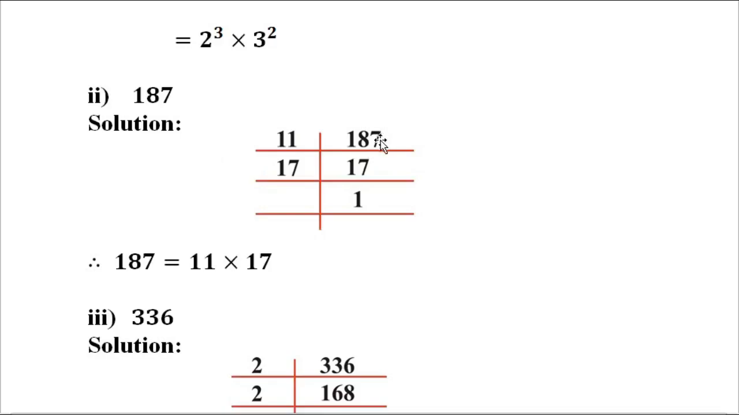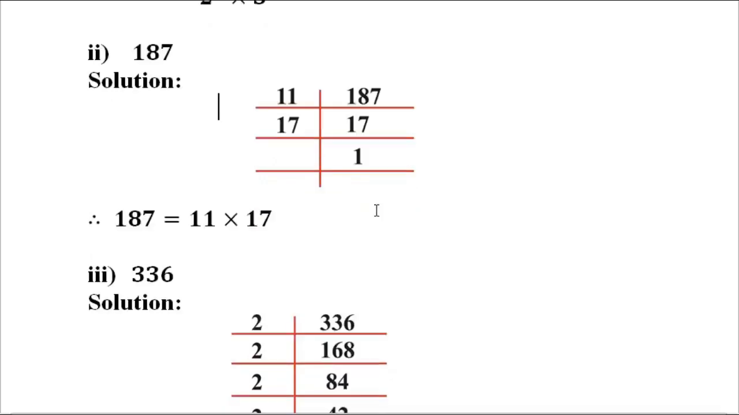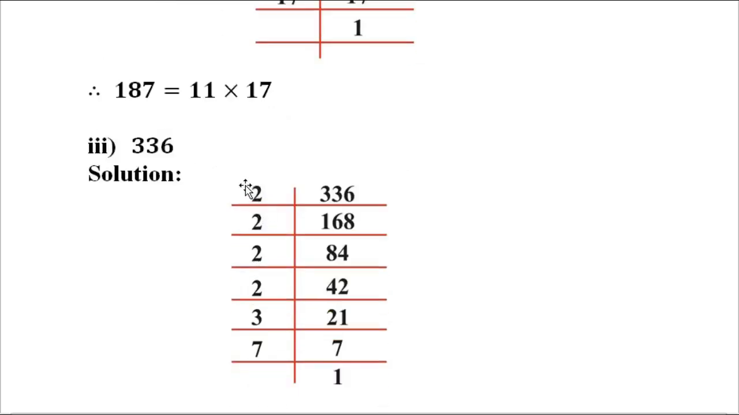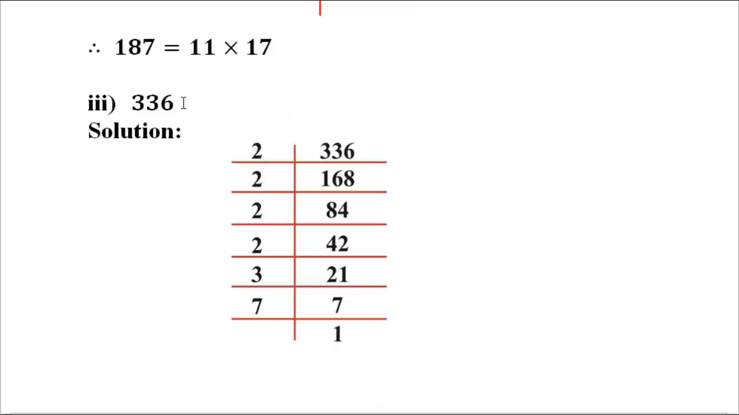Let's start with the smallest prime factor 11 to divide 187. I'll divide 187 by 11 to get 17. And then divide 17 by 17 to get 1. Now the prime factors of 187 are 11 times 17. The third part of this question is 336.